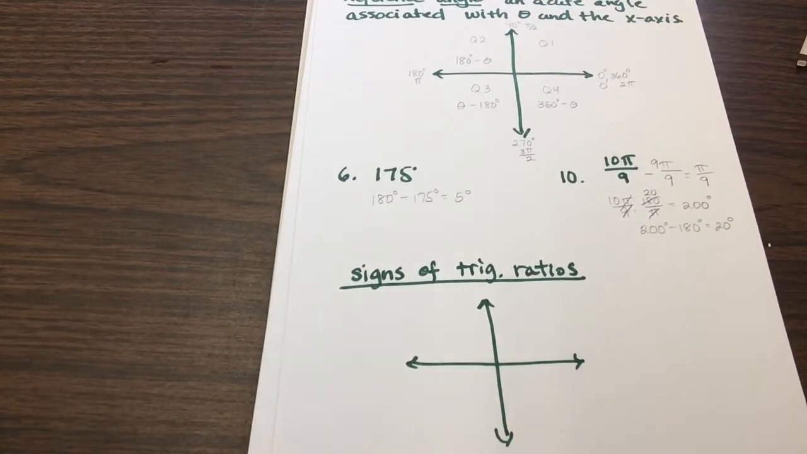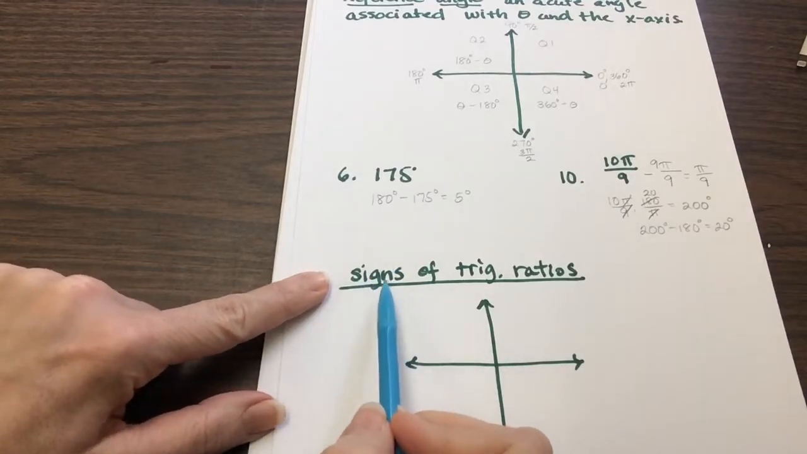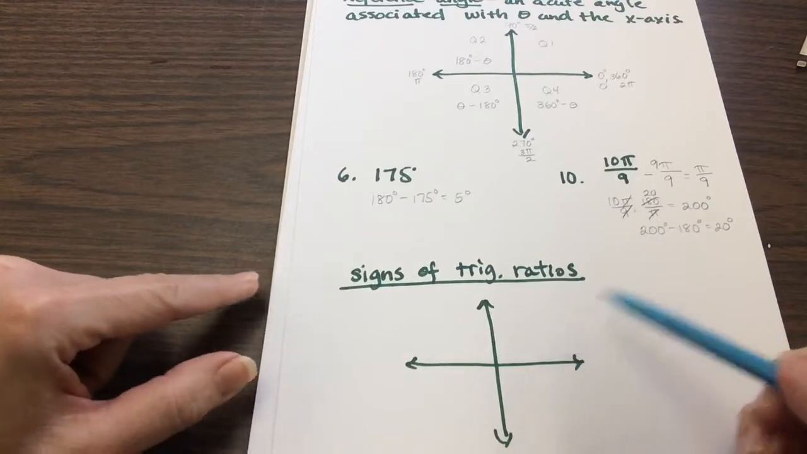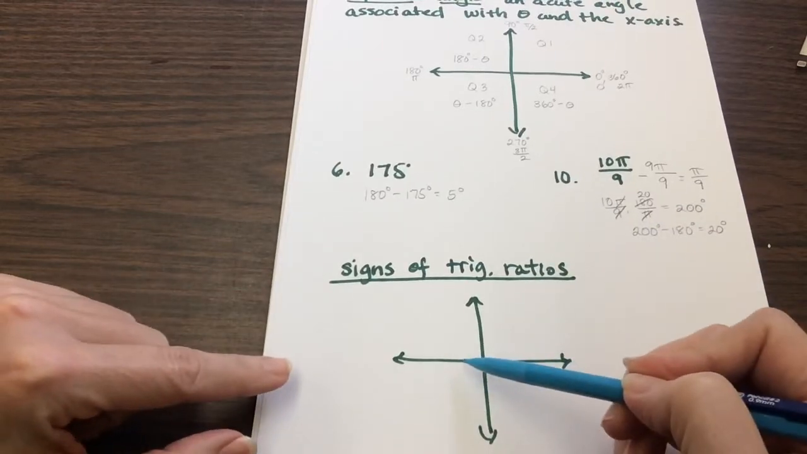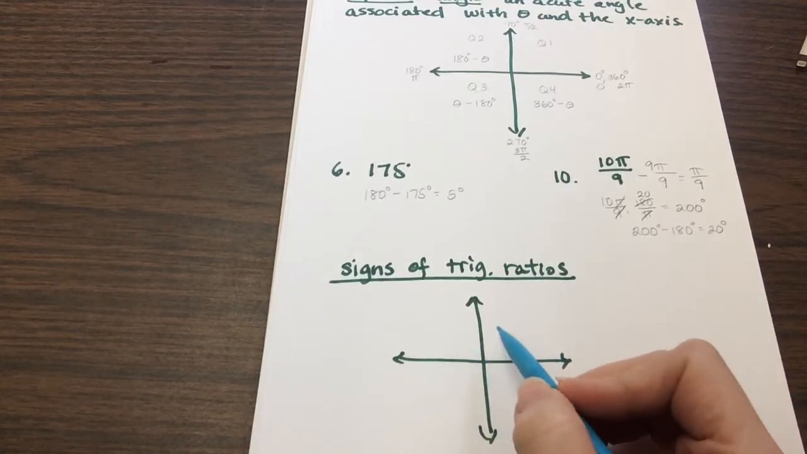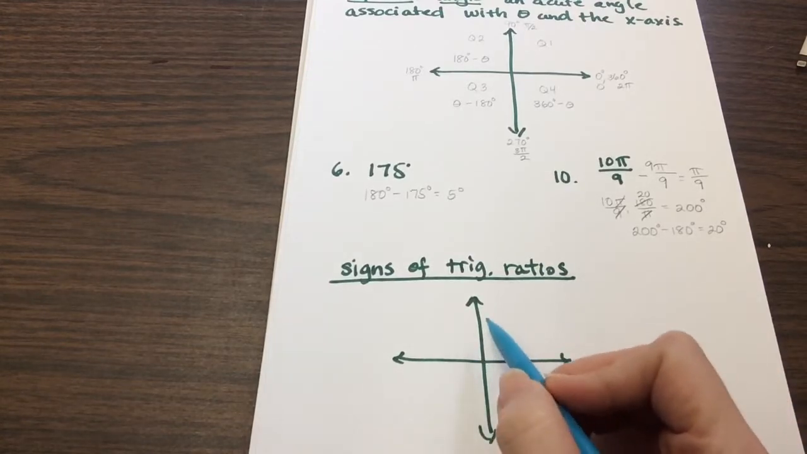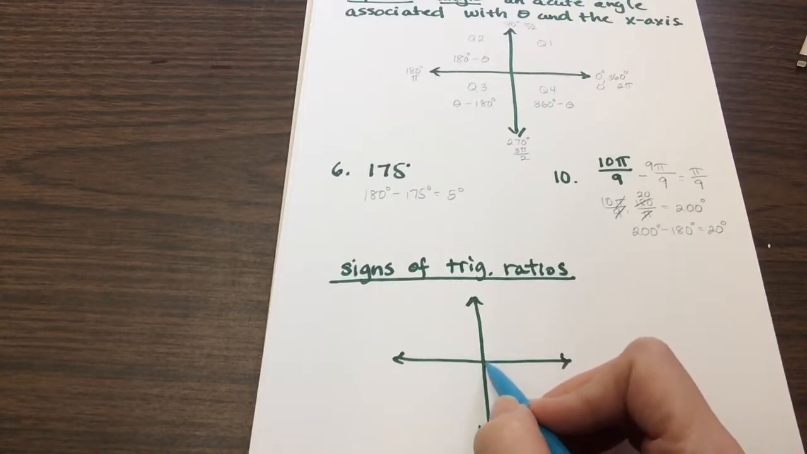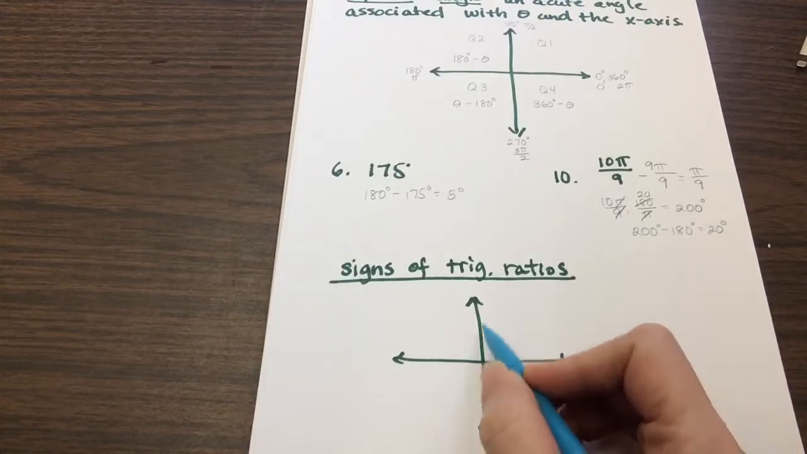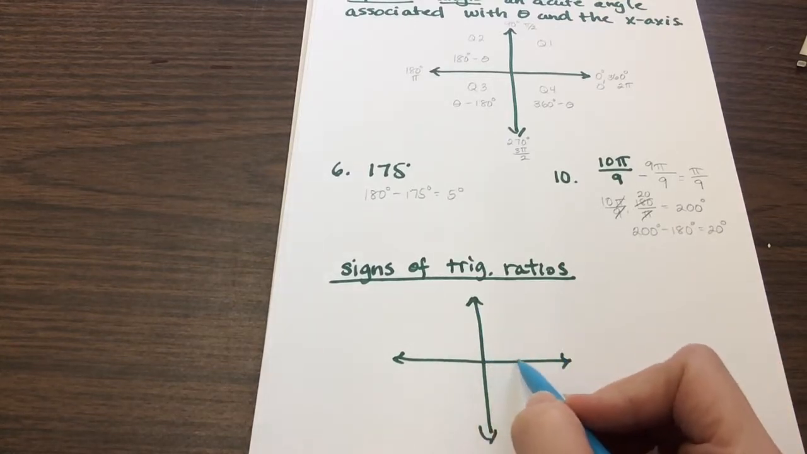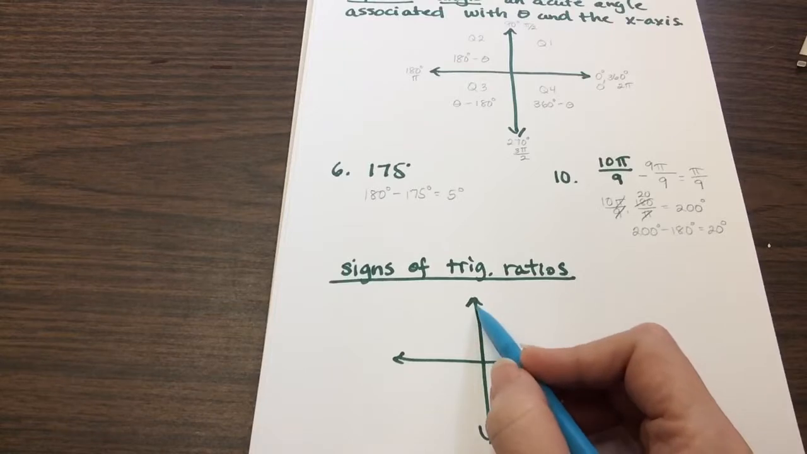Okay? One more thing we need to know before we get started on what we're doing next is the signs of trig ratios. Now notice how this is spelled: signs. So we're looking at whether they're positive or negative. If you just go back to what you learned in algebra and think about plotting an ordered pair, or looking at x and y and their signs in each of these quadrants, remember that if I go over to the right and up, that's going to be positive. So my x value is going to be positive, my y value is going to be positive.